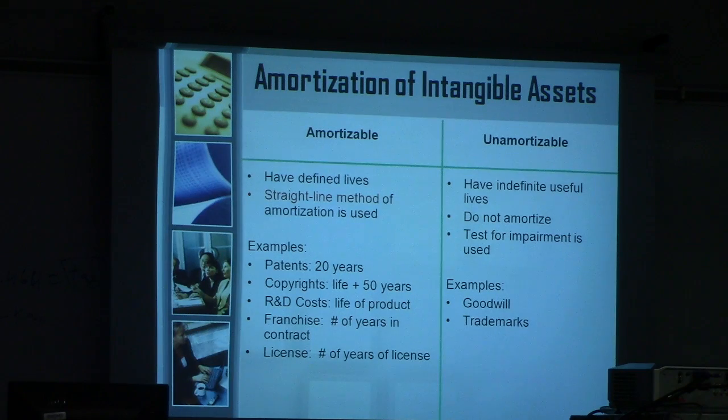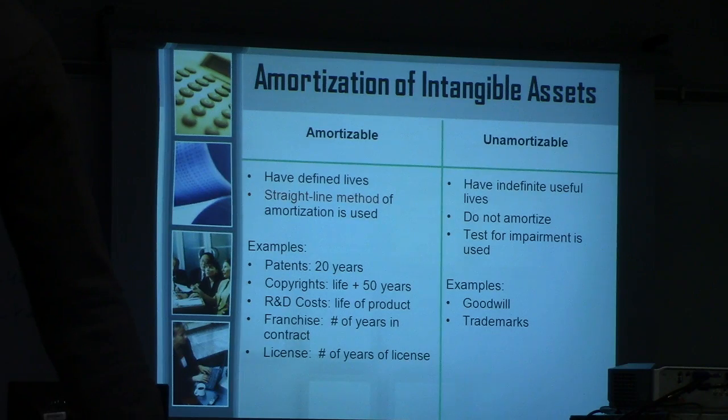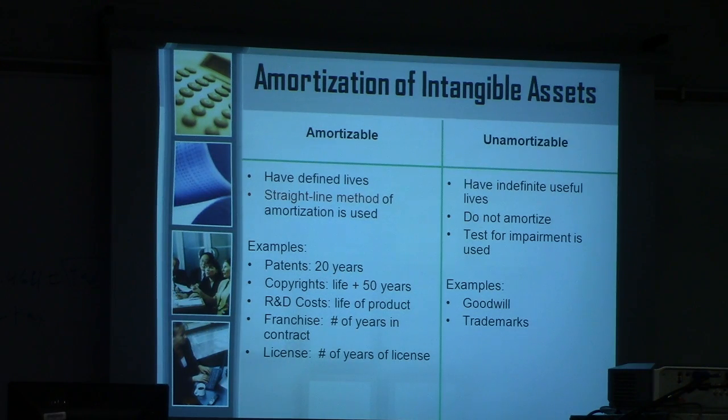License is the number of years of license that you hold, which can be amortized over that number of years. For example, some of the Ministry of Transportation locations are licensed to individual owners, and they're licensed for 10, 15, 20, 30 years. So you would amortize that license cost over those number of years. Some that are not amortizable include Goodwill and Trademarks. They do not really have a definite life. They are indefinitely yours, and you do not amortize them. However, there is a test for impairment, which we'll come to in a second.